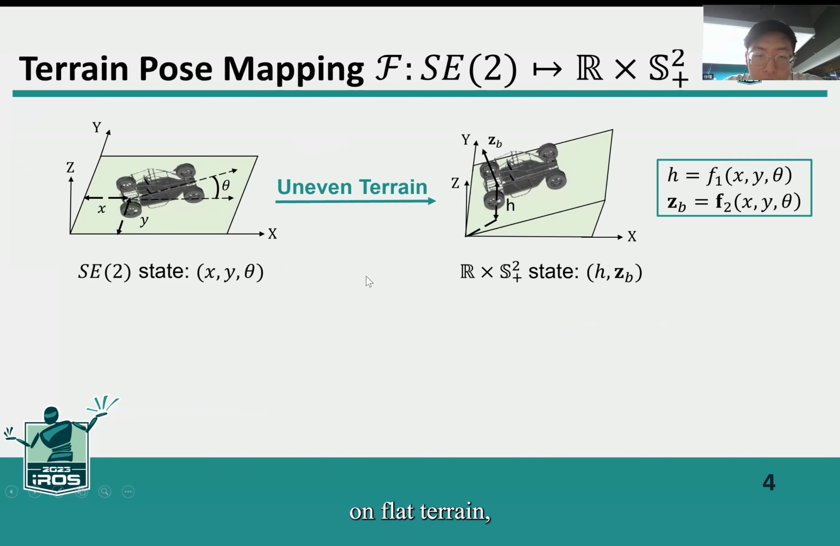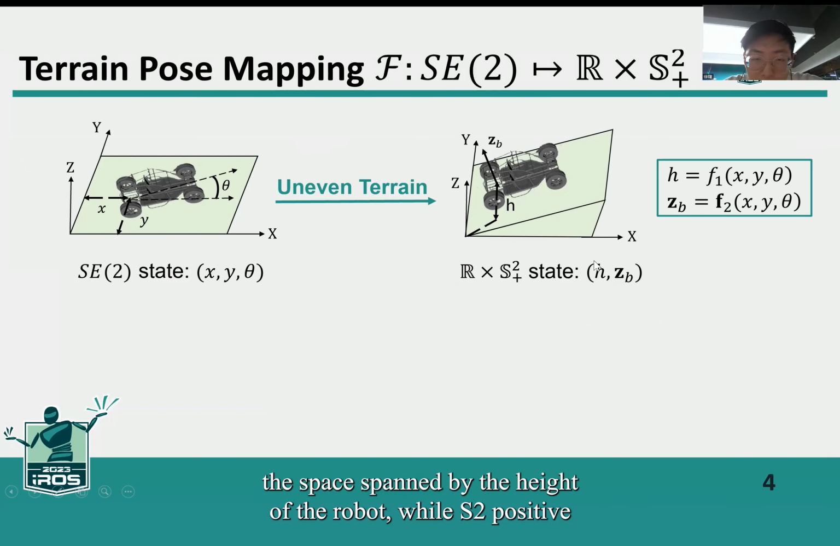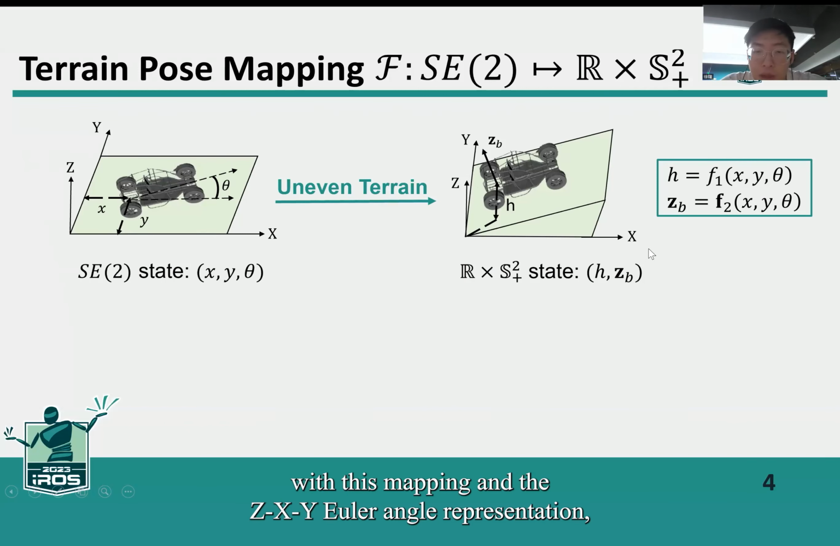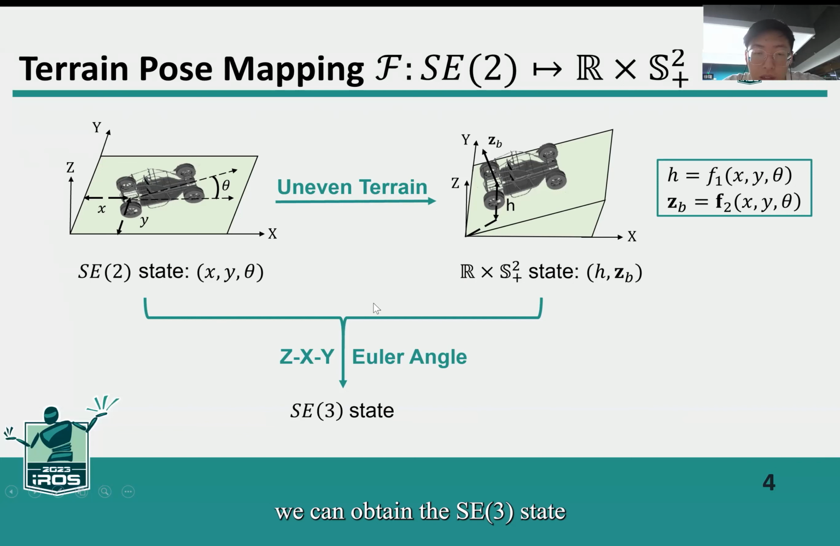On flat terrain, the state of the robot can be represented by a point in SE2. On uneven terrain, the height and attitude of the robot actually change. R in this mapping represents the space bounded by the height of the robot, while S2 positive represents the space bounded by the z-axis of the robot's body frame. With this mapping and the ZXY Euler angle representation, we can obtain the SE3 states of the robots on uneven terrain.